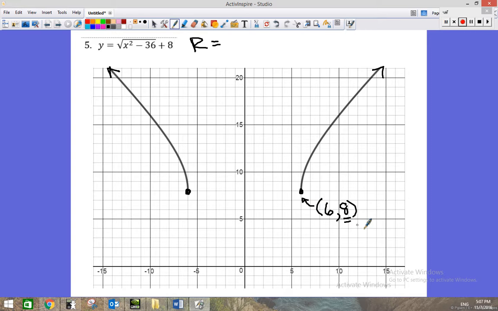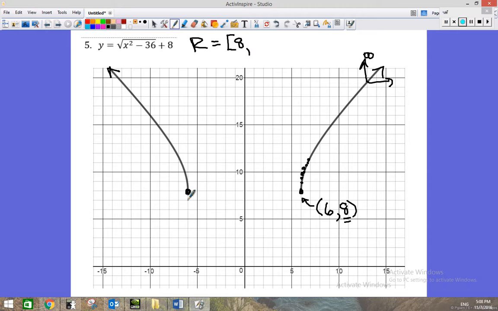But like I say, I'm interested in the y-coordinates, and not only the y-coordinate for this point, but the y-coordinate for every point that's on this graph. Well, there's infinitely many of them. This is going on forever. It's going up. So all of these y values are above 8. They're bigger than 8. So my minimum y value is 8.